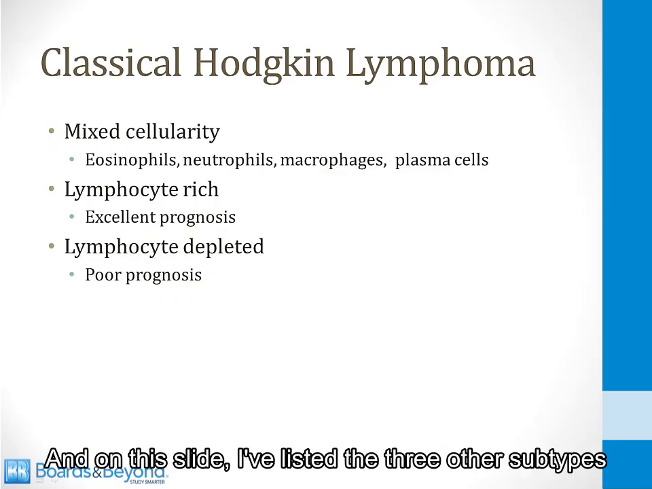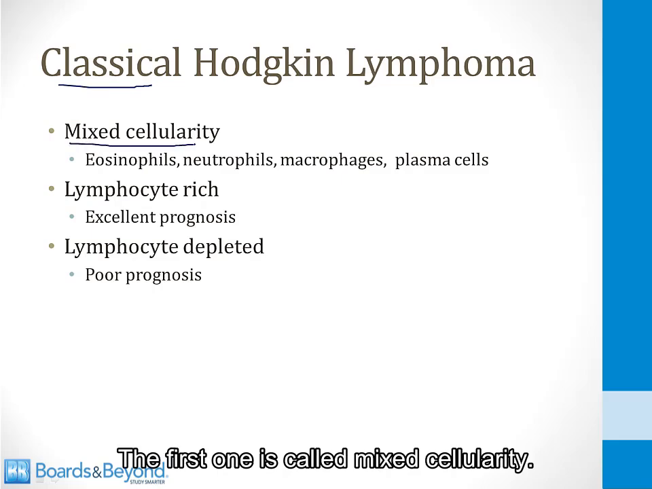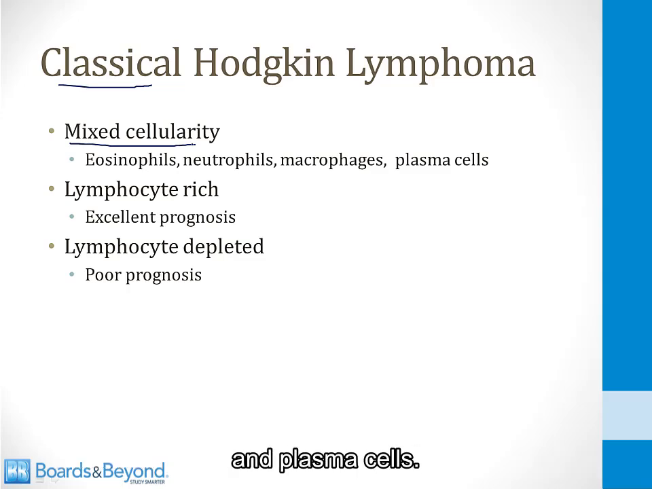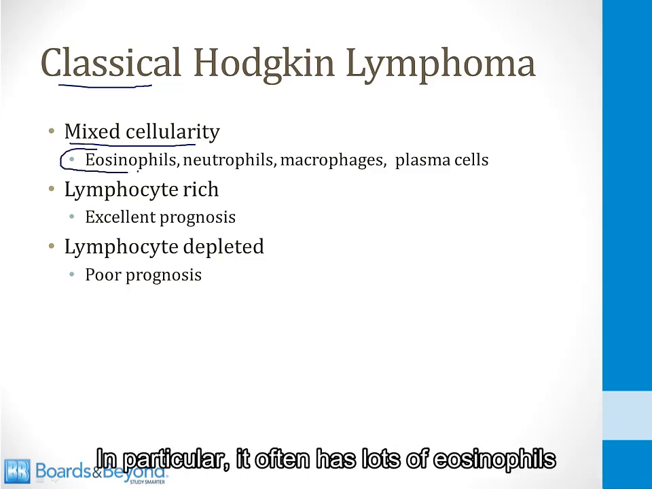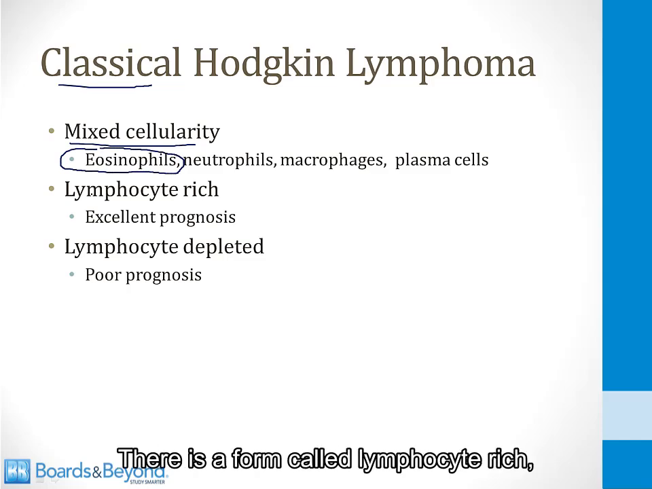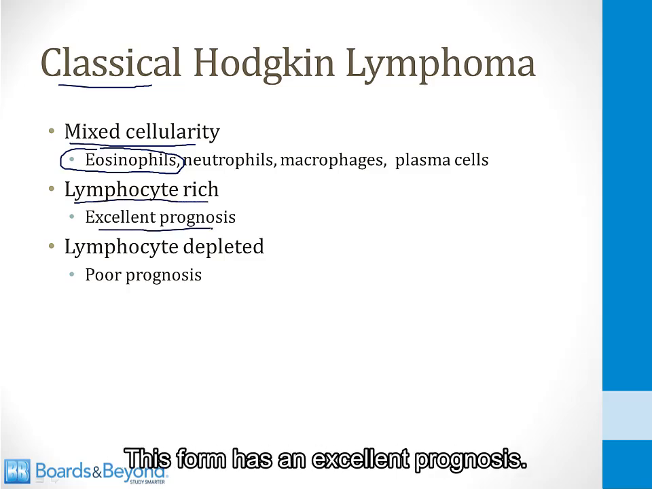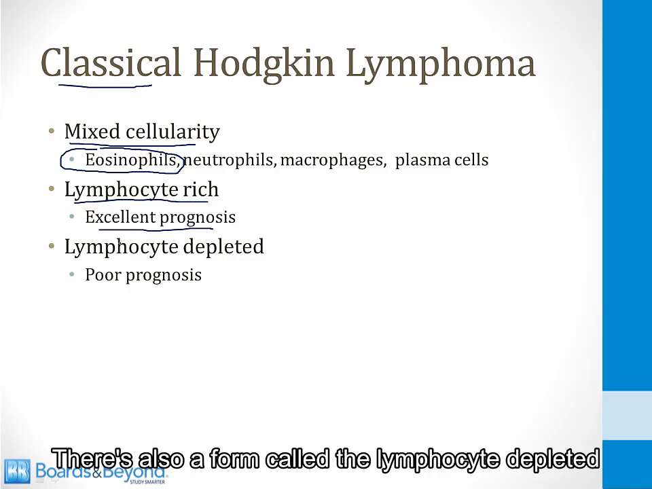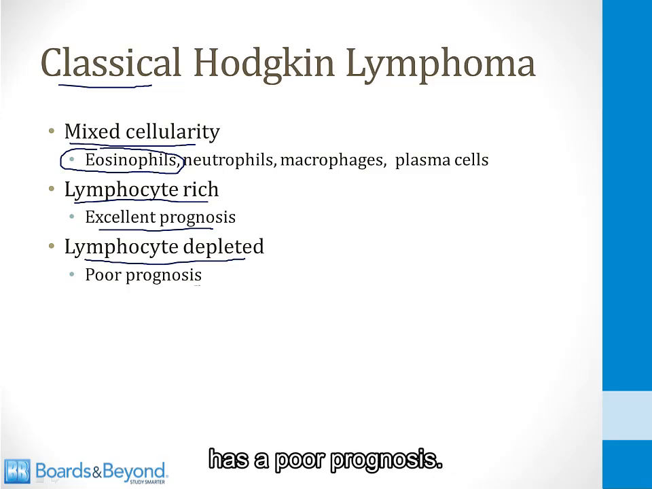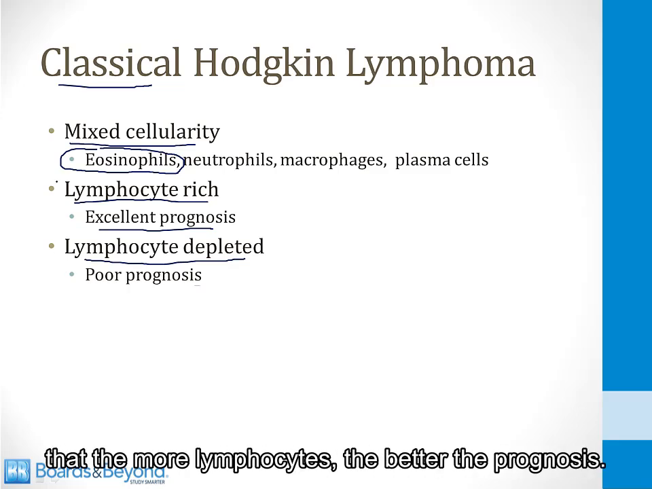And on this slide, I've listed the three other subtypes of classical Hodgkin lymphoma. The first one is called mixed cellularity. It can have eosinophils, neutrophils, macrophages, and plasma cells. In particular, it often has lots of eosinophils, and that's one of the ways it's recognized under the microscope. There is a form called lymphocyte-rich, which obviously has lots of lymphocytes. This form has an excellent prognosis. There's also a form called the lymphocyte-depleted form of Hodgkin lymphoma, and this type has a poor prognosis. An easy way to remember this is just to remember that the more lymphocytes, the better the prognosis.